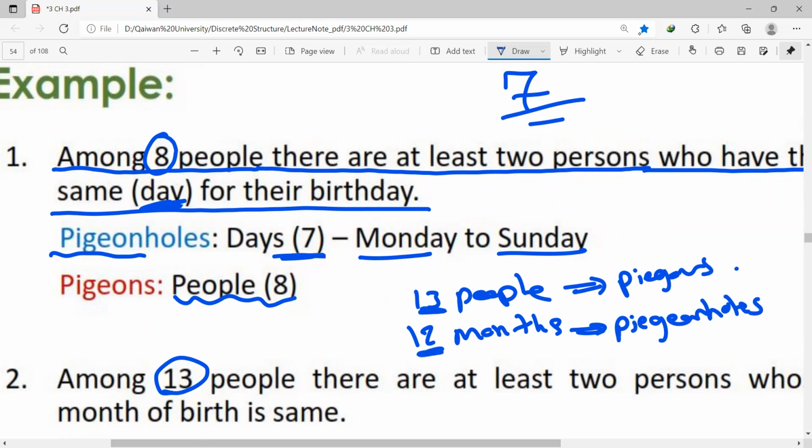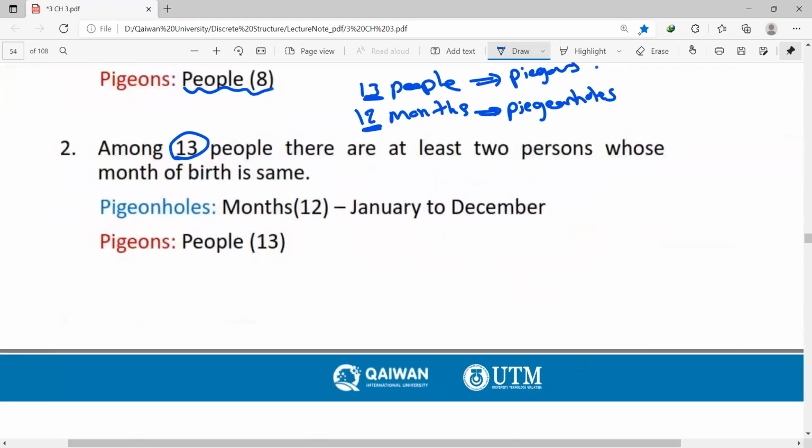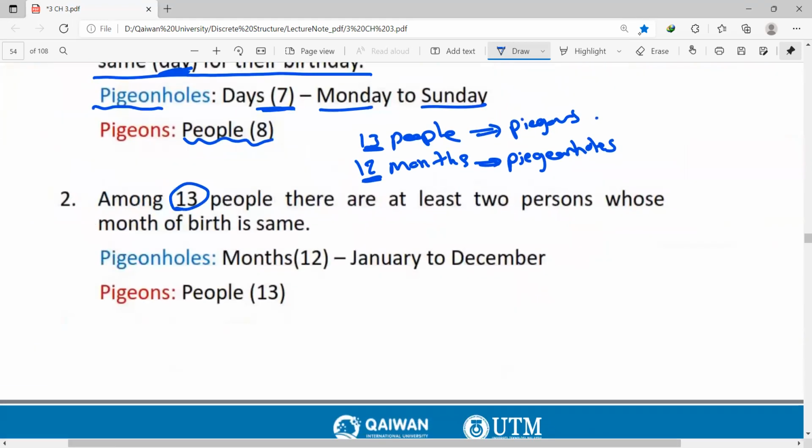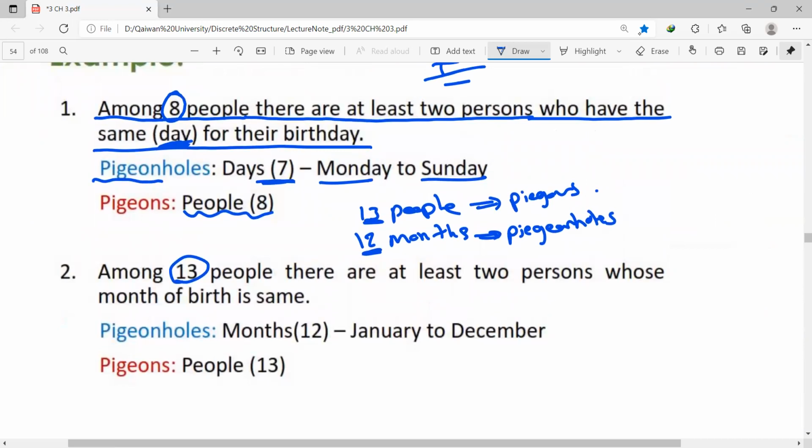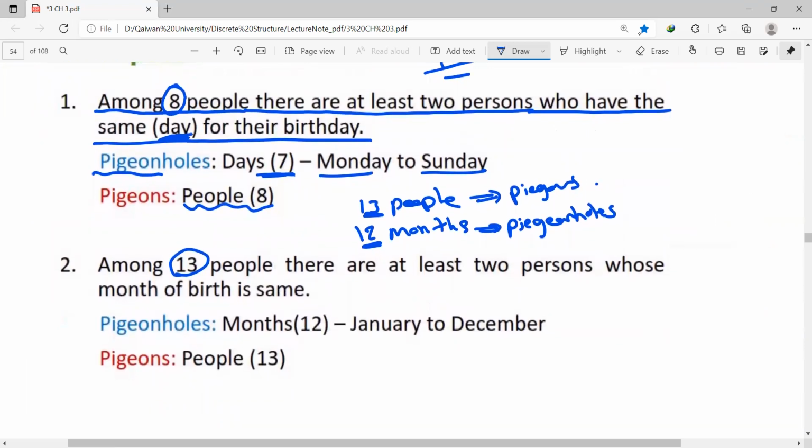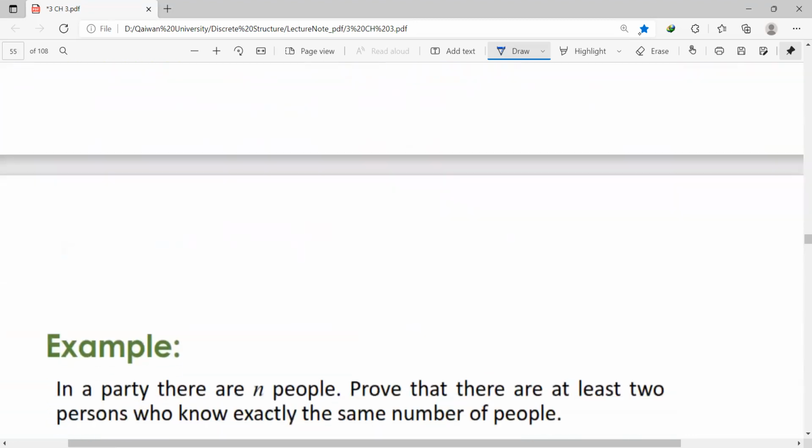The greater one is always pigeons because we say pigeons fly into the pigeonholes and there is one extra. So one of the pigeonholes must contain more than one pigeon. So here it's important to determine what are pigeonholes and what are pigeons.